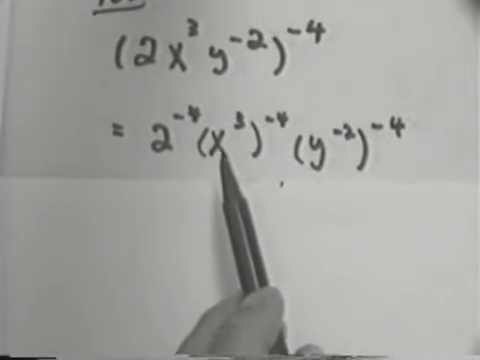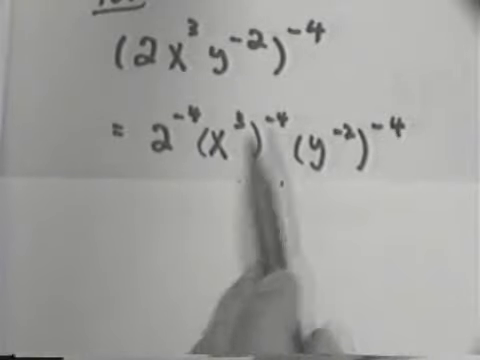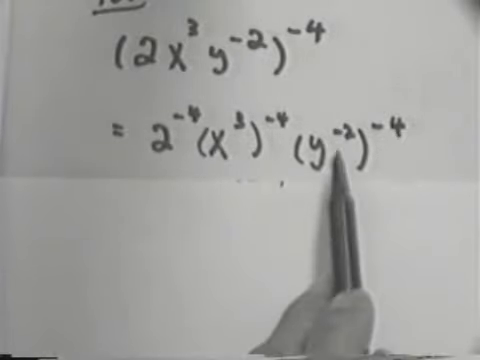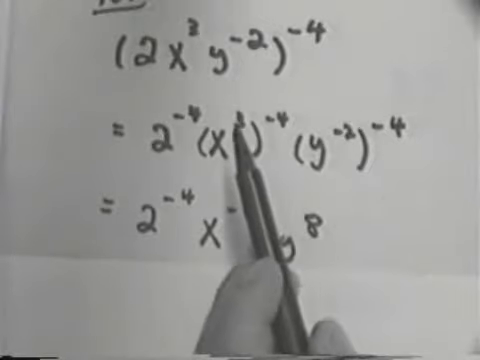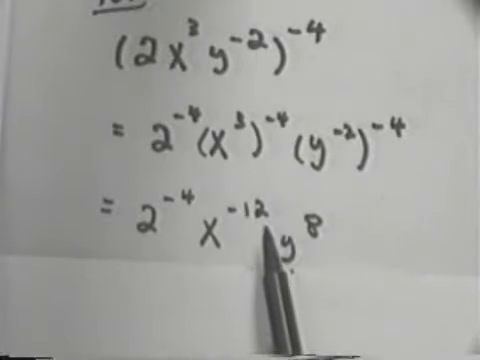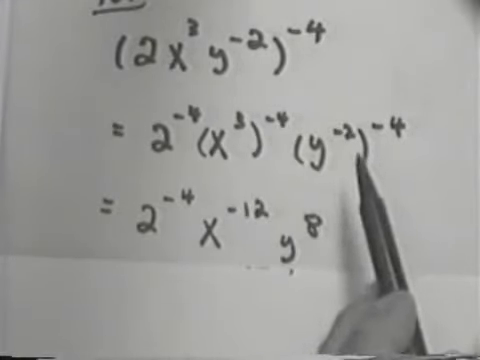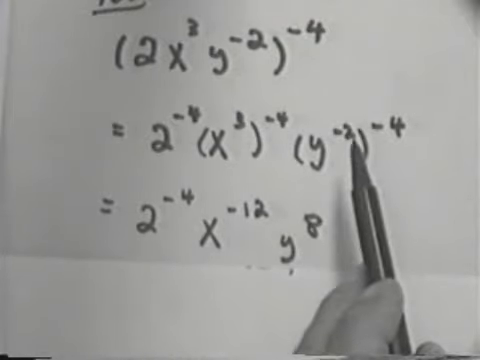Now to continue, I need to know that to raise a power to a power, I keep the base and multiply the exponents. So I have 2 to the negative 4, x to the negative 12, keep the base, multiply the exponents. 3 times the negative 4 is negative 12, y to the 8, keep the base, multiply the exponents. Negative 2 times negative 4 is positive 8.